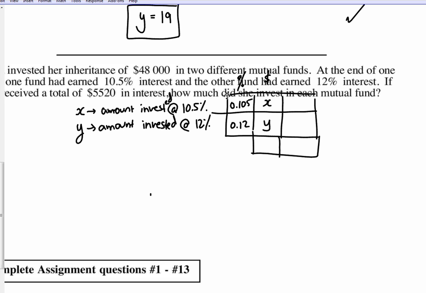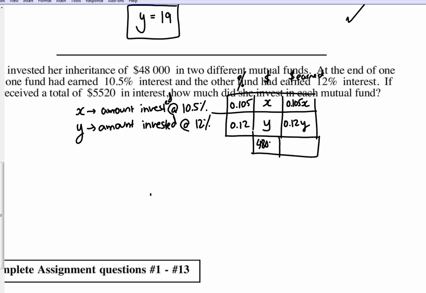And then the last column is always the product of the 2 because this is the amount earned, money earned. So the amount earned on the 10.5% investment would be 10.5% times the amount you actually invest. The amount earned at 12% would be 12% times how much you invest. And our 2 totals go in the bottom. So how much was the total money invested?